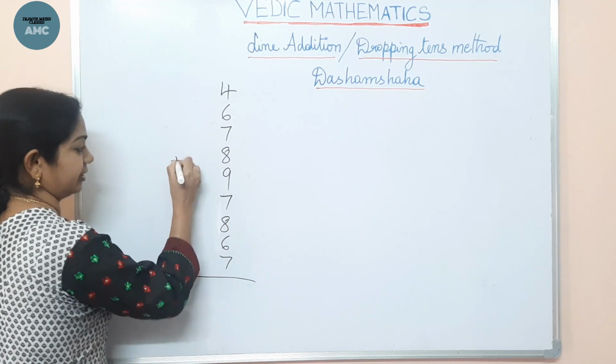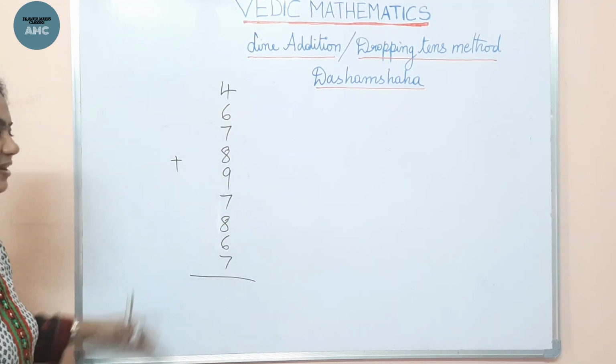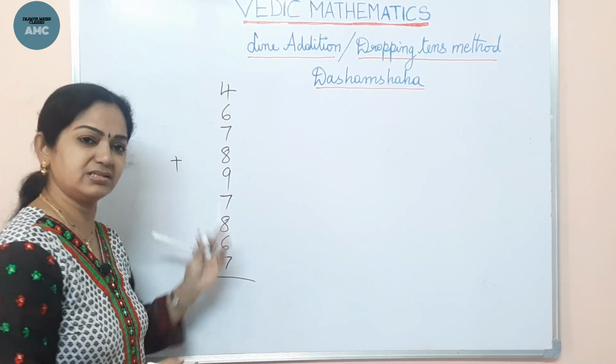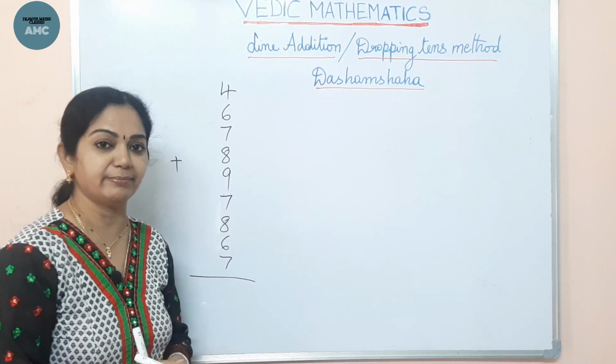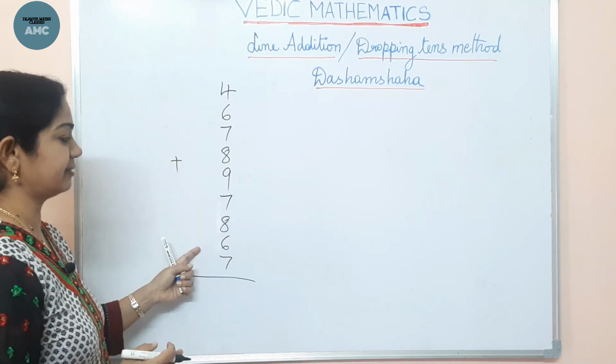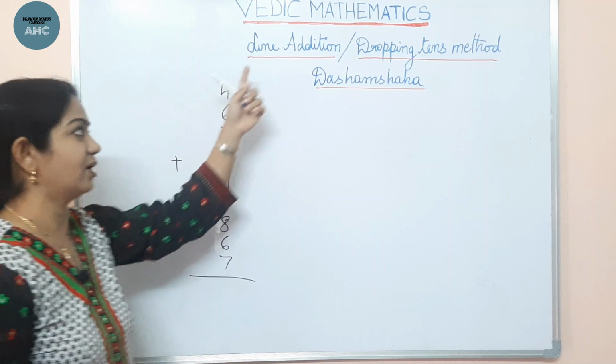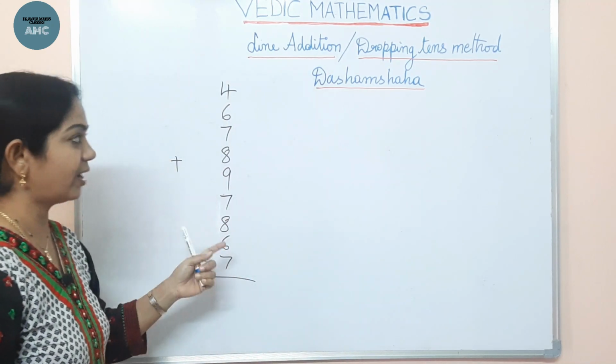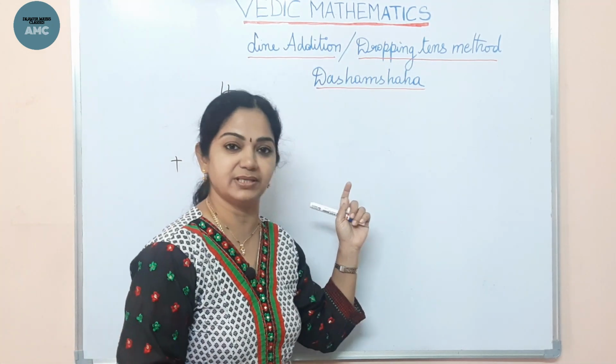Okay, I've taken a line in random. I haven't remembered this. In random, I've taken the numbers. Now let's add these numbers. So they are in line, so it is called the line addition method. And why it is called the dashamshaha and dropping tens method, I'll tell you.